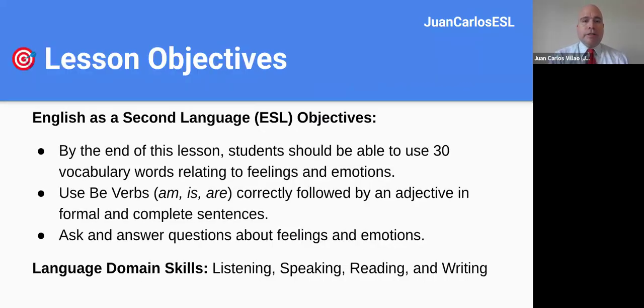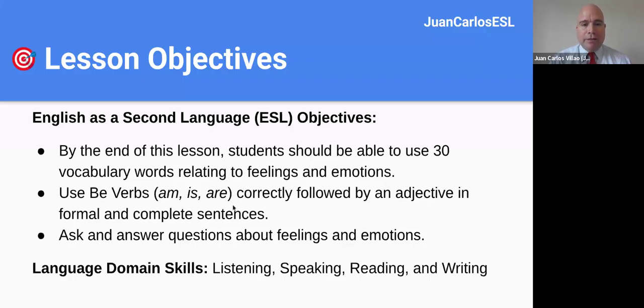All right, so lesson objectives. English as a second language objectives include, by the end of this lesson, students should be able to use 30 vocabulary words relating to feelings and emotions. Entonces, ya la conclusión de esta lección, estudiantes deben tener la habilidad de practicar usando 30 palabras de vocabulario, asunto de emociones y sentimientos.